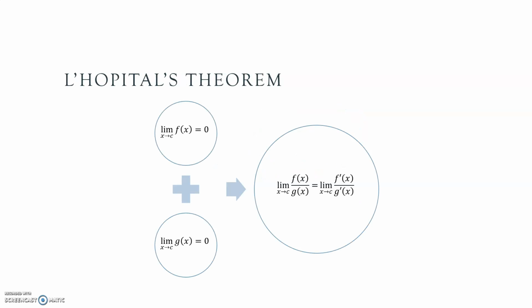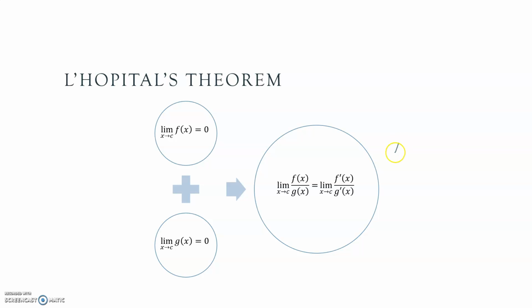There is a theorem that I didn't talk about then because you didn't know derivatives yet, but the theorem is called L'Hopital's theorem. And for L'Hopital's theorem, as long as you have an indeterminate form that is 0 over 0, so you're taking the limit as x goes to c of f over g, then that limit is equivalent to the limit as x goes to c of f prime over g prime.